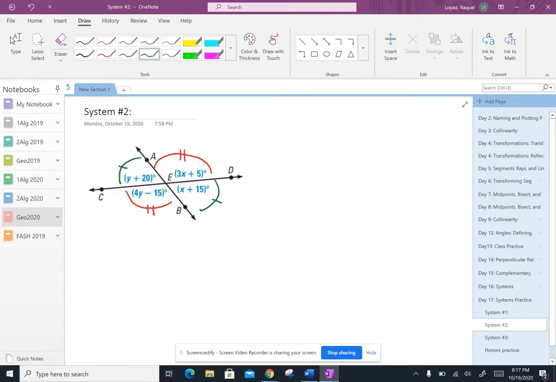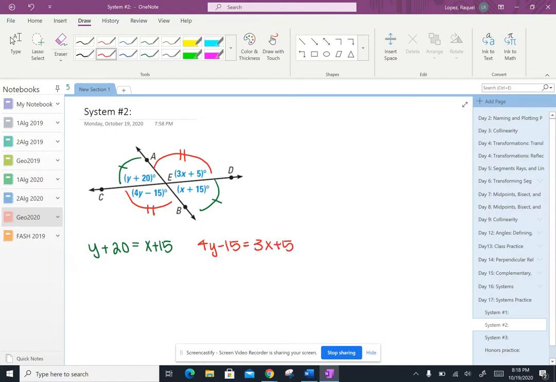So with that knowledge, one equation that I can set up is y plus 20 equals x plus 15. So that's the first equation. The second equation that I can set up is using the angles in red. I know that they're equal, so I can set those expressions equal to each other: 4y minus 15 equals 3x plus 5.